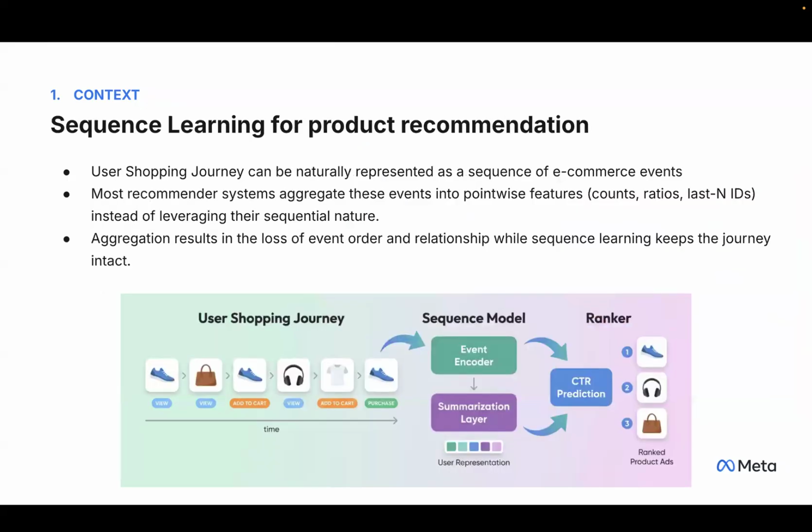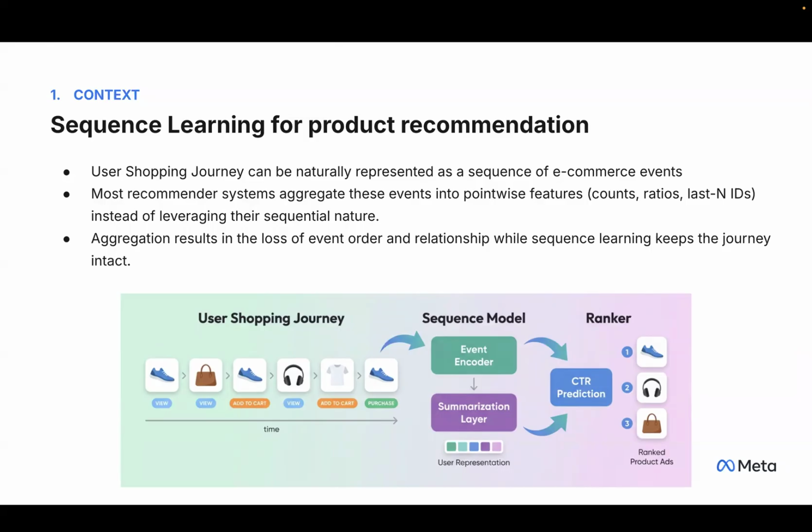So what is sequence learning? There's been a pretty drastic shift in the last couple of years in how recommender systems leverage user shopping history. Historically, user shopping history tended to be summarized into point-wise features, like for instance, how many purchases they make on average in the last X number of days.